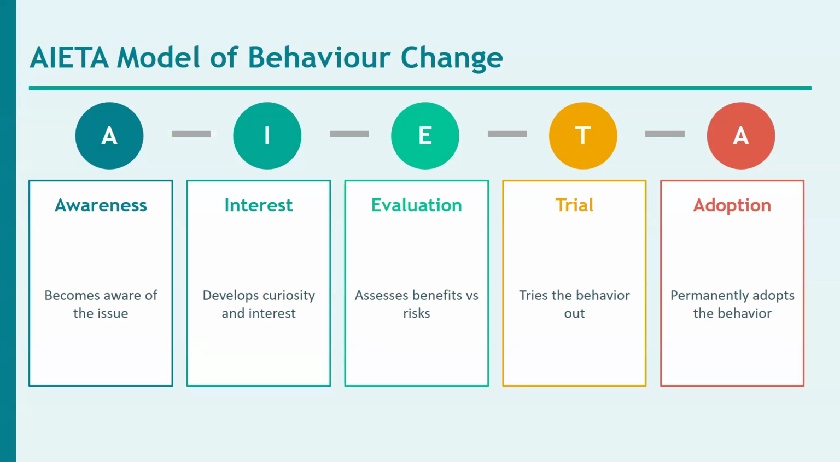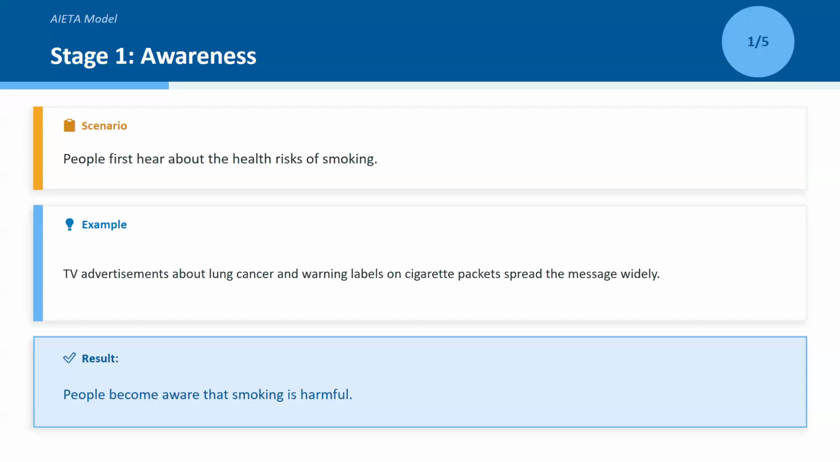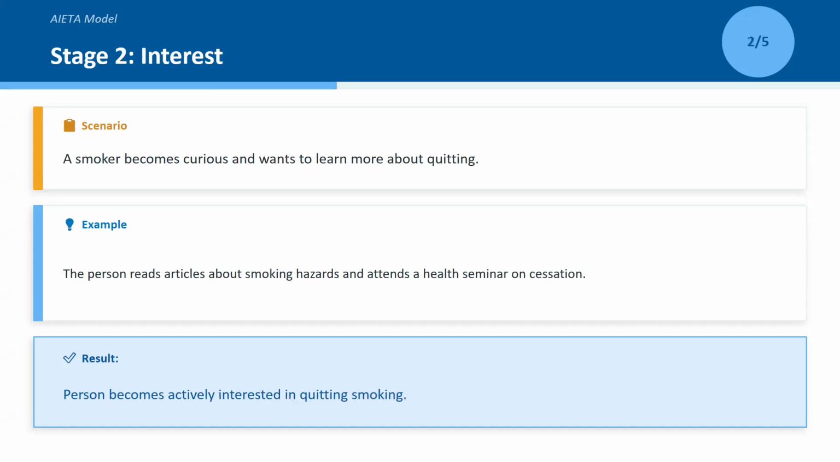Then comes the second model, which is the AIETA model: awareness, interest, evaluation, trial, and adoption. We'll discuss each one in detail. The first stage is awareness, where people first hear about the health risk of smoking. For example, TV advertisements about lung cancer and warning labels on cigarette packs spread the message widely. This stage is similar to the first stage of the health consciousness model, where the first stage was health consciousness. So the result again is the same, that people become aware that smoking is harmful.